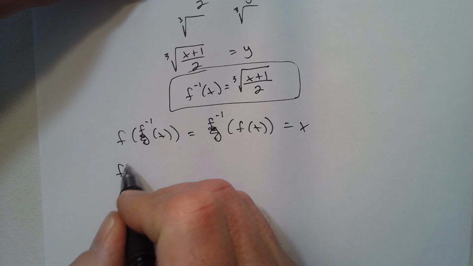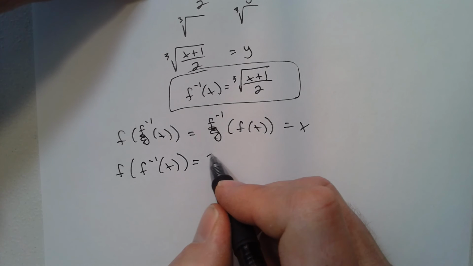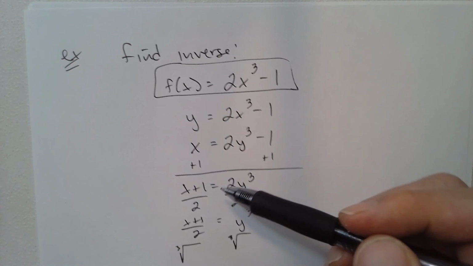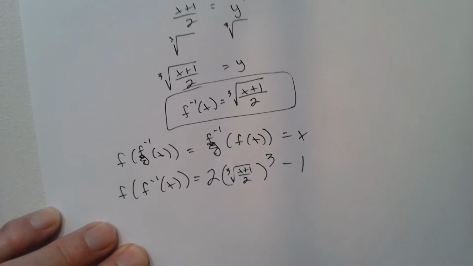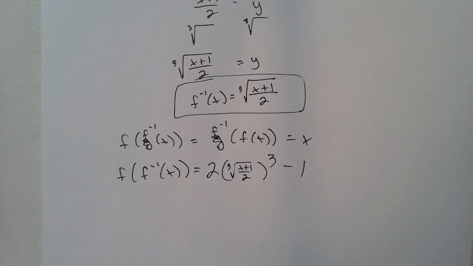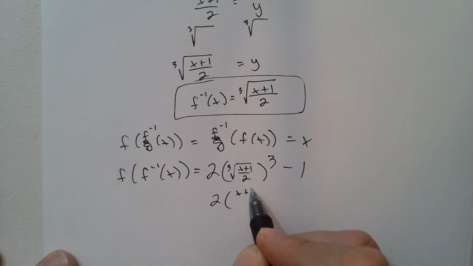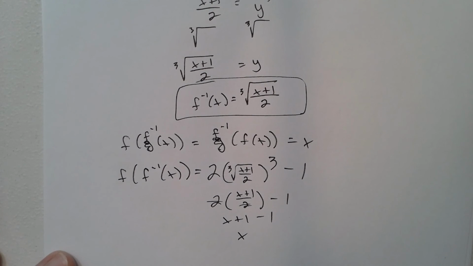So it's f of f inverse of x equals 2 times... that's my original. I'm going to plug my inverse in for x right there. So the cube root of (x plus 1) over 2, cubed, minus 1. And we should get x. Well, the cube root and the cube undo each other right away. So that just becomes x plus 1 over 2. And these 2's cross off, so x plus 1 minus 1. So we end up getting x, which we have to in order for them to be inverses.